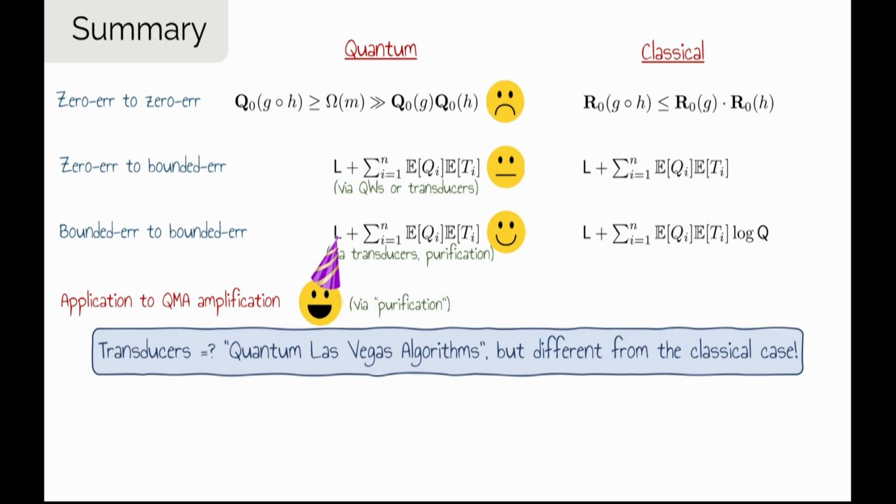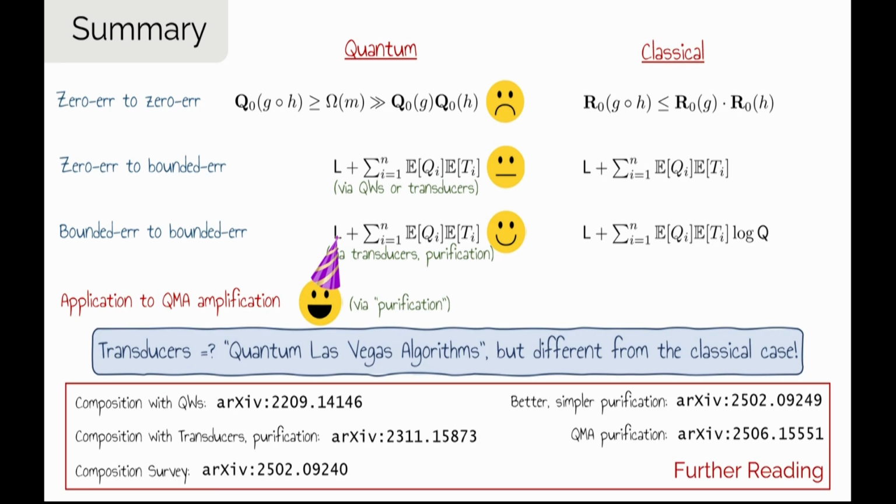But I want to say, I think transducers are some kind of analog of quantum Las Vegas algorithms, but this is very different from the classical case. If you want to know why, you can ask me, because I'm really out of time. But I think that our application to QMA amplification suggests that this is a really fundamental idea. It's very unexplored what this means, and I think there are probably more applications. So I will stop there. Thank you very much.